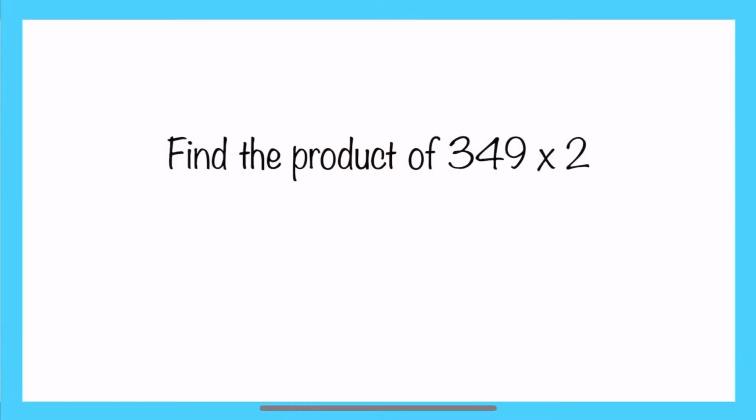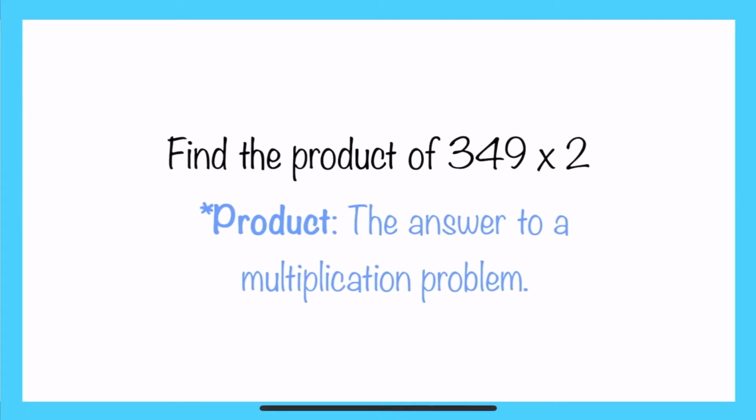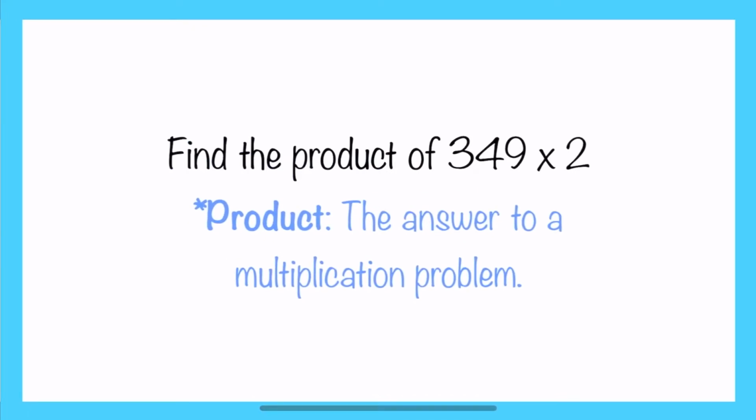Today I'm going to review how to multiply a single digit number times a multi-digit number, but I'm going to show you the second strategy called the area model. But definitely go back and watch my other video where I show you the first strategy called the standard algorithm. Alright, so y'all ready? Find the product of 349 times 2. Remember, product just means the answer to a multiplication problem.